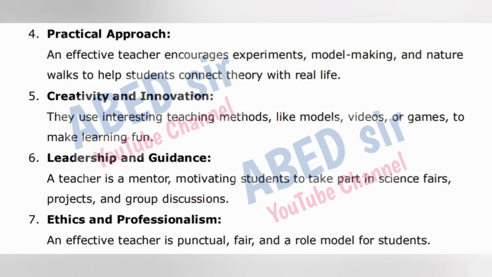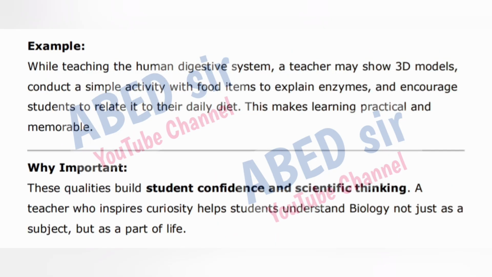6. Leadership and guidance. A teacher is a mentor, motivating students to take part in science fairs, projects, and group discussions. 7. Ethics and professionalism. An effective teacher is punctual, fair, and a role model for students. Example. While teaching the human digestive system, a teacher may show 3D models, conduct a simple activity with food items to explain enzymes, and encourage students to relate it to their daily diet. This makes learning practical and memorable.